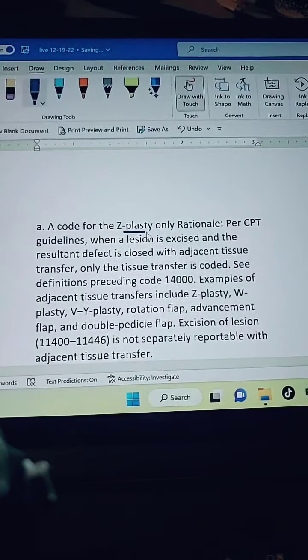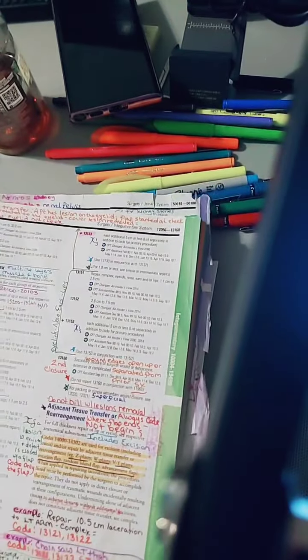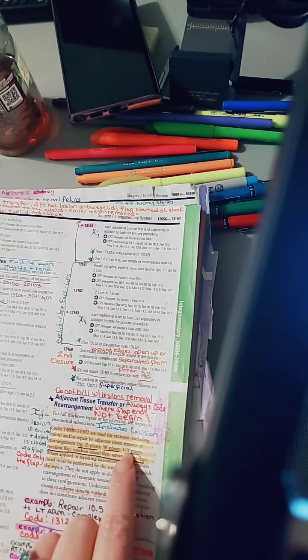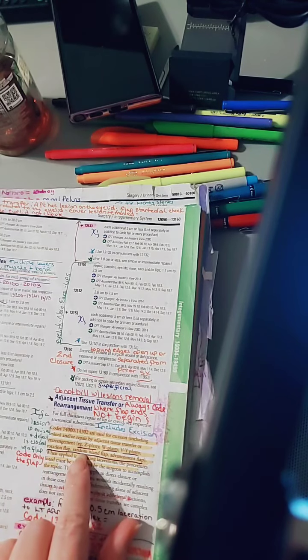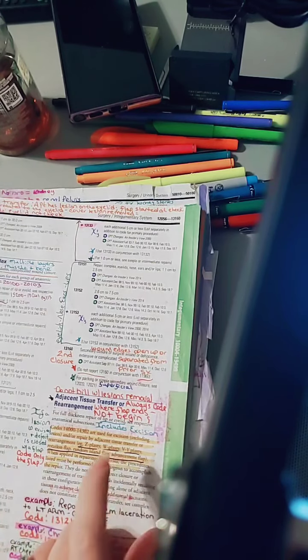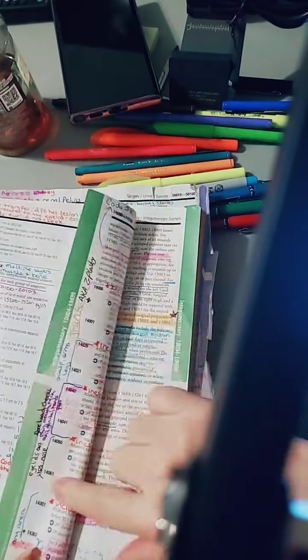And they give it lots of different words. It's also called, what else? They've got all kinds of names for it. Yep. It's also called, if you're in the 2022 book, it's right down here on page 109, a W-plasty, a V or a Y-plasty, a rotation flap, a randomized island flap, an adjacent flap. It has tons of names, but they don't start coding it until it's over here on the second page.